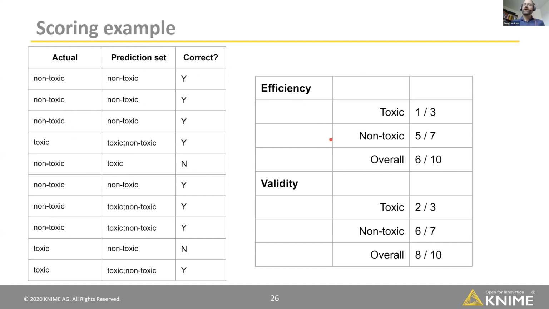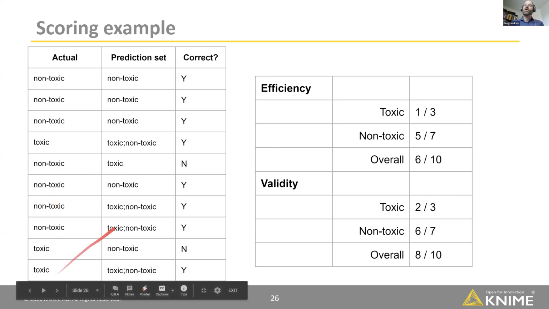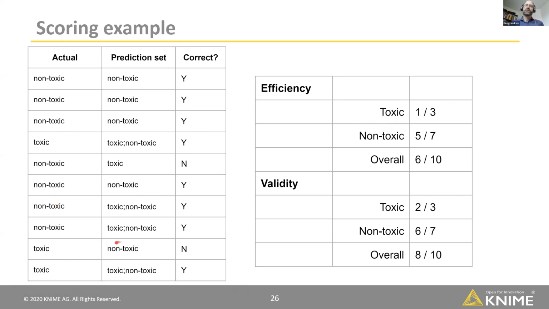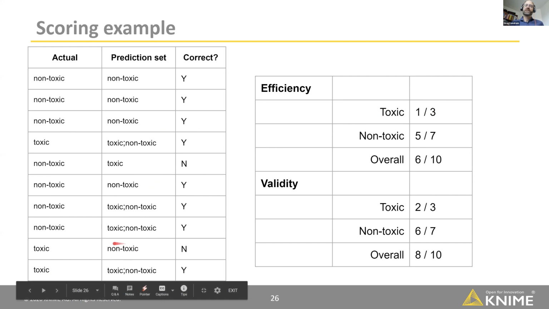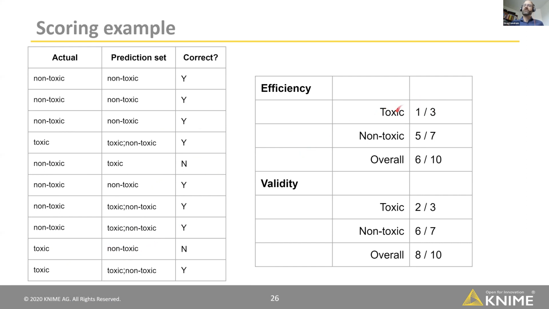Using the results we have here, we can calculate efficiency. If we look at the actual toxic rows, one of those includes only a single member in the prediction set. It's this one. So the efficiency for toxic is 1 out of 3. For non-toxic, 5 of those rows only include a single member, so 5 out of 7. So the efficiency for non-toxic is 5/7, and for toxic it's 1/3. The overall efficiency is just the sum of those, so 6 out of 10.